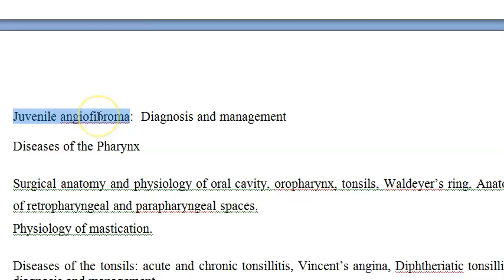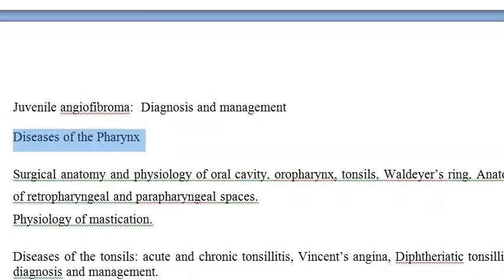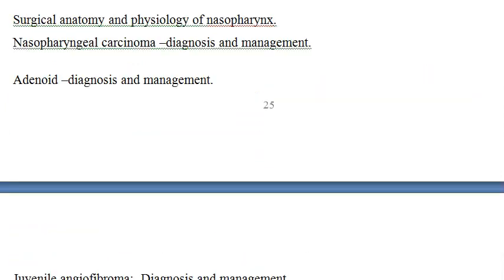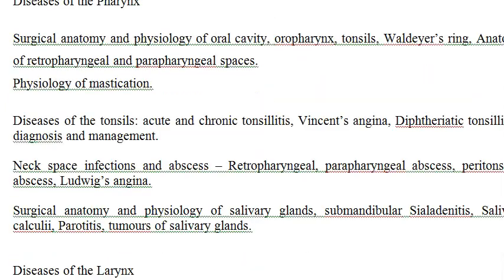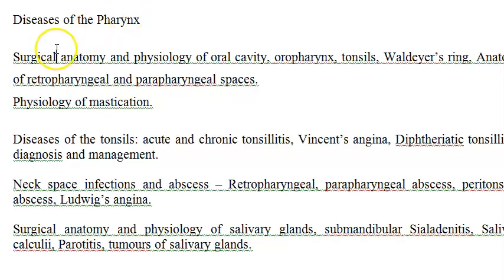Juvenile angiofibroma. This is an important one. Again, diseases of pharynx. Now we have come to pharynx. Again, same thing they will say. What will they say? Anatomy, physiology. Yes. Anatomy, physiology of these spaces are important. Retropharyngeal, parapharyngeal spaces, mastication, that is chewing, right?